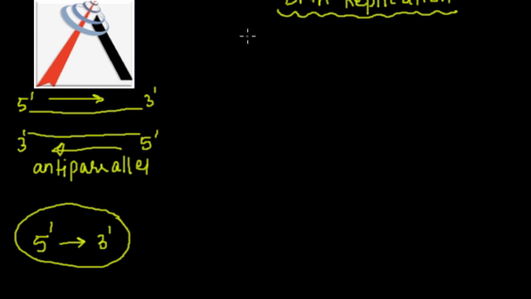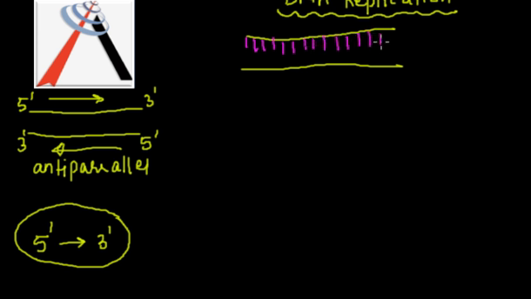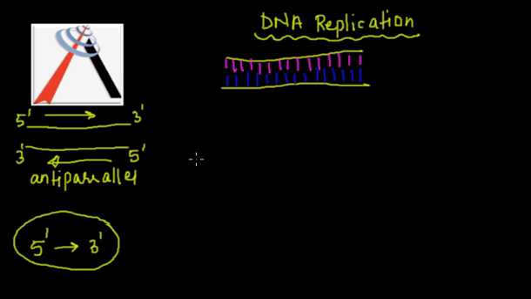So let's start understanding the replication process. Let's start with the DNA strand. This is the DNA strand, and these are the bases of one strand, and these are the bases of the other strand. Before we start building the daughter strands, we need to separate these parent strands. So for the separation, we need an enzyme that is called helicase. Helicase is the one that breaks the helices.